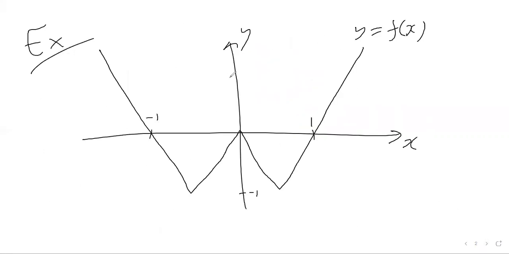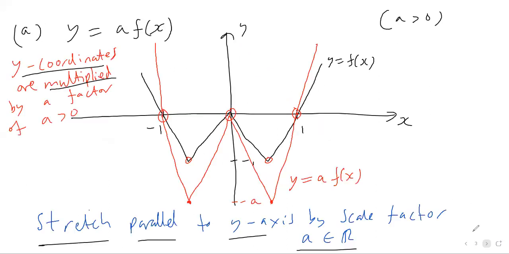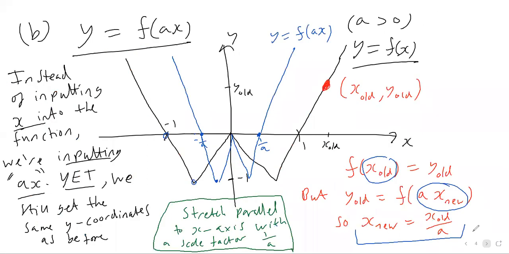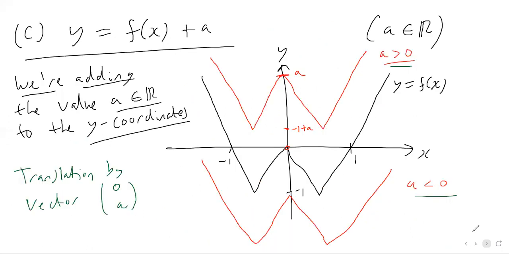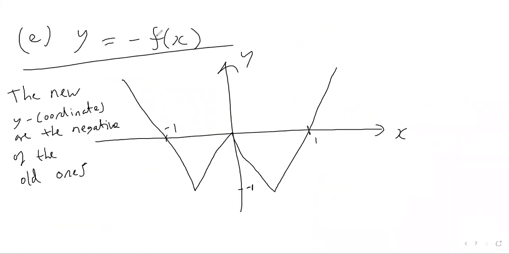So remember, we've got this graph that we've been looking at in our previous videos. We've been looking at this function y equals f of x, and we've been doing all of these transformations with this function. So this one here, this a times f of x transformation, the stretch parallel to the y-axis, this f of ax transformation, this stretch parallel to the x-axis by a factor of 1 over a. We've been doing this translation by a vector of (0, a), so an upwards or downwards translation, and this one here, a translation to the left or right by a units. Today's video is going to be about this negative f of x transformation. So what would this new graph look like?